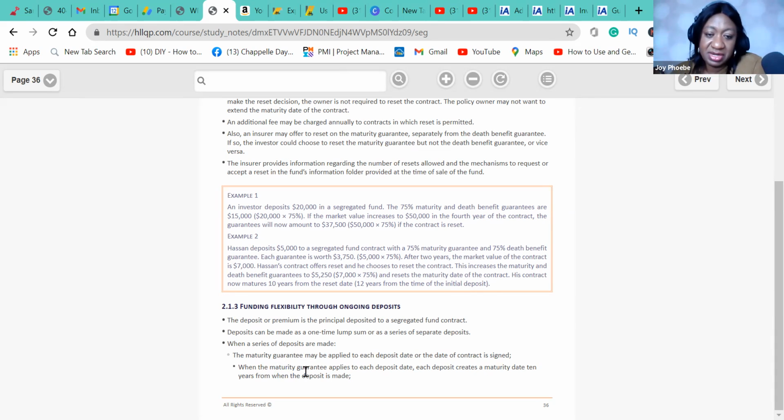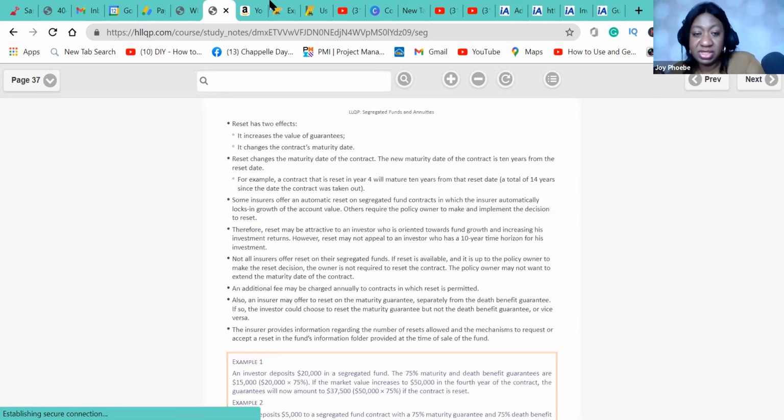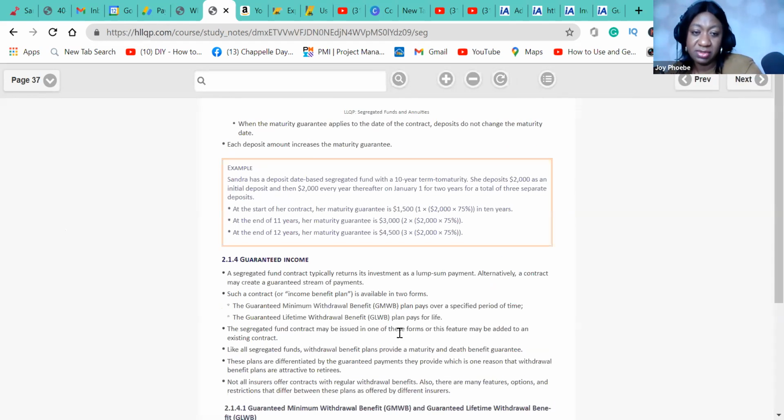The maturity guarantee may be applied to each deposit date or the date the contract is signed. When the maturity guarantee applies to each deposit date, then each deposit creates a maturity date on a 10-year basis. So what this is telling us is that some insurers offer the guarantee on the date 10 years from the date the account was opened, so it doesn't matter how often you keep making your deposits on a monthly basis from that date. And some track each deposit, so you're going to have multiple maturity guarantees running through such accounts.